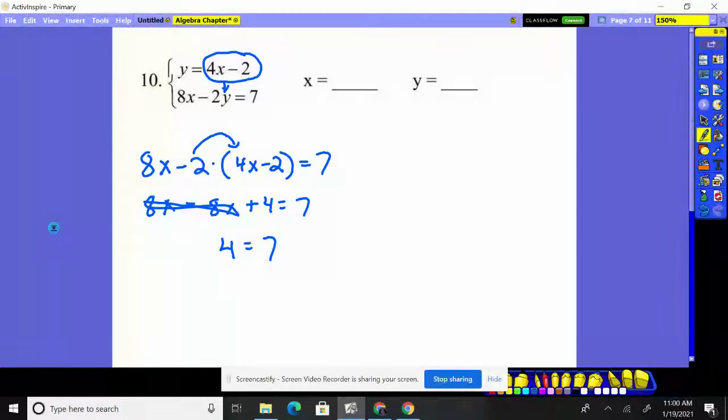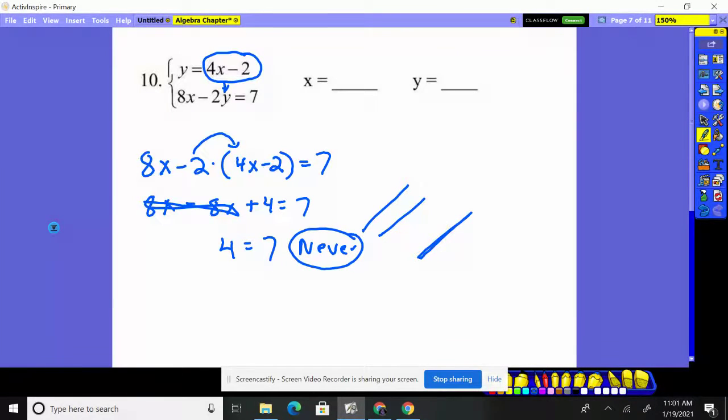Is 4 ever equal to 7? That never happens. Never true. We ended up with a false statement here. The x's disappeared. That tells us this was a special situation. Either the two lines were perfectly parallel, meaning they never intersected, which is what happens here, or the lines were the same line on top of one another.